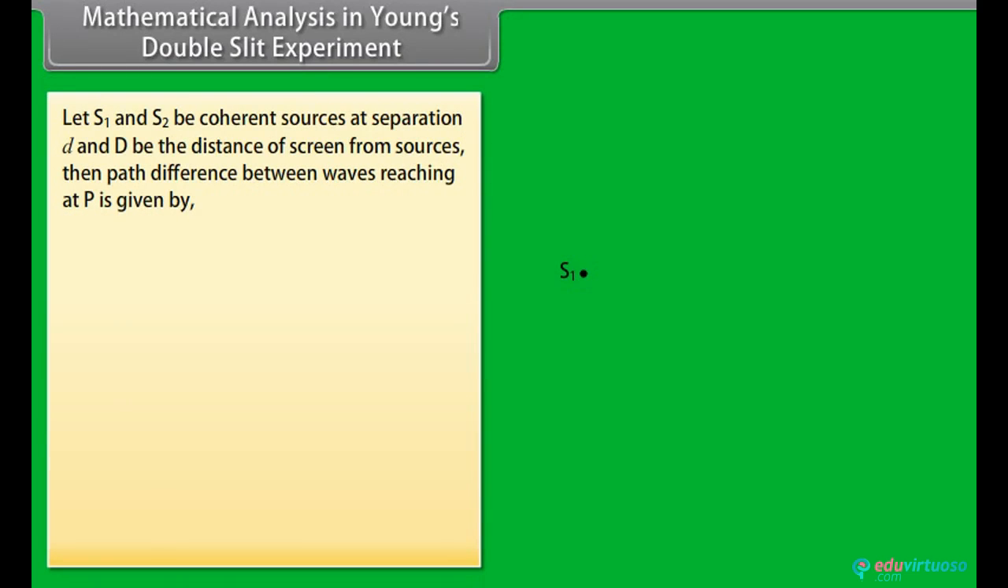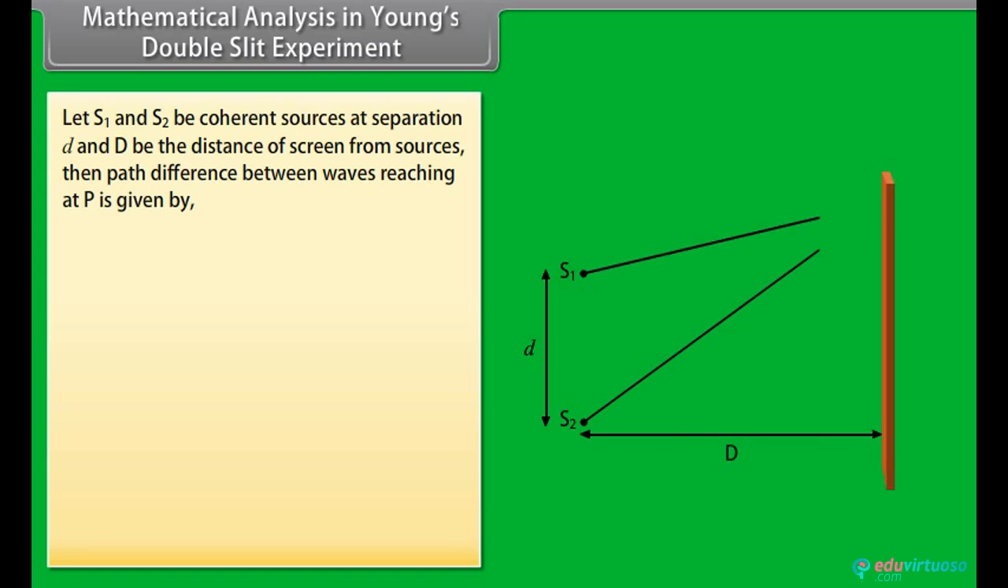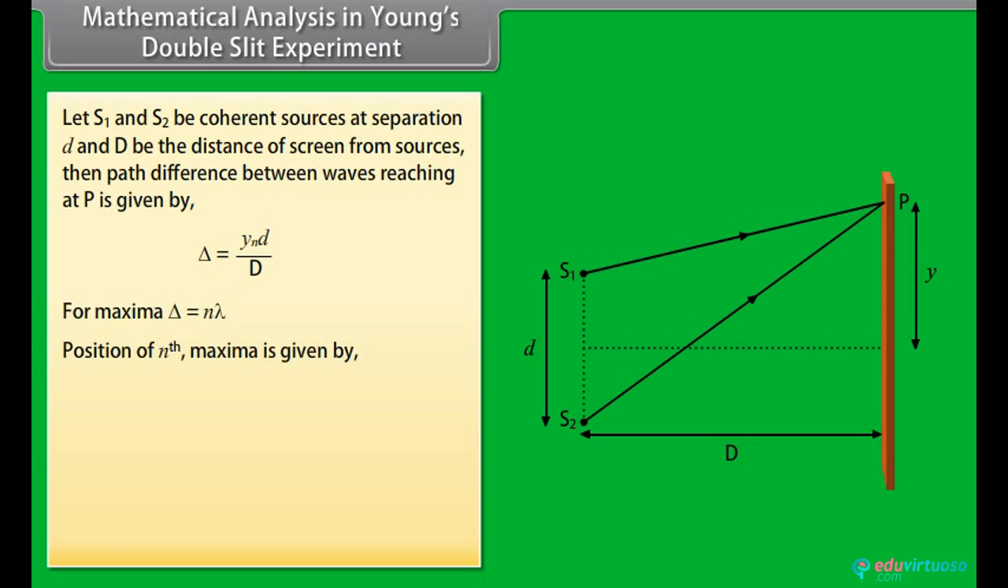Let S1 and S2 be coherent sources at separation d and capital D be the distance of screen from sources, then the path difference between waves reaching at P is given by the product of yn and d divided by capital D. For maxima, delta is equal to n lambda, and the position of nth maxima is given by n capital D lambda upon small d. The position of nth minima is given by (n minus 1 upon 2) into capital D lambda upon small d.